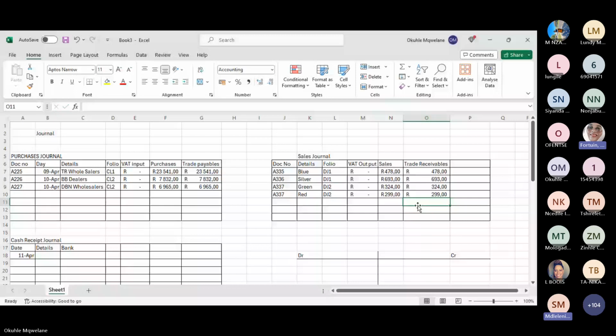I made a mistake here. I forgot I added this last one: credit sales to Silver. He paid 200 rand on his account. To S Silver, sorry, it must be S Silver, not Apple. So that would go to your cash receipts journal. My bad, I forgot I put that one in.